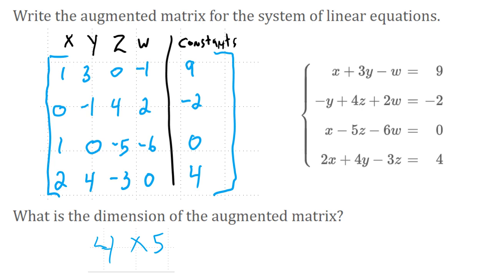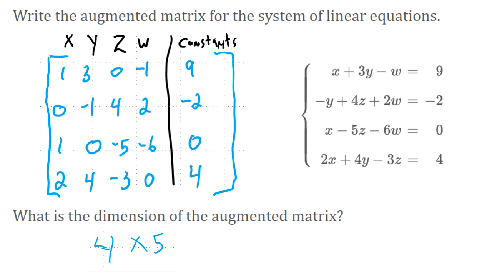And I'll do the same thing for row 2. Again, I don't have an x, so it's 0, -1, 4, 2 equals -2. My row 3, my equation 3, right? I have an x1. I don't have a y, so that's 0. I have a -5 for a z, -6 for a w, equals 0. And then my last equation, I have a 2, 4, -3. I don't have a w, so that's 0, equals 4.